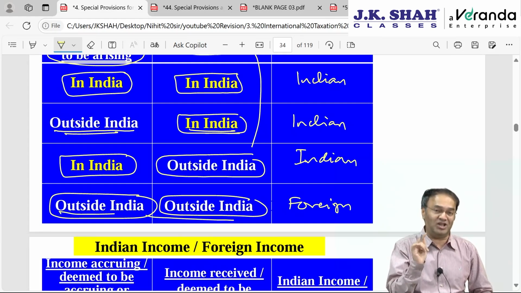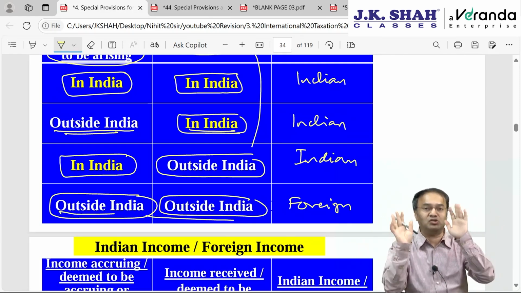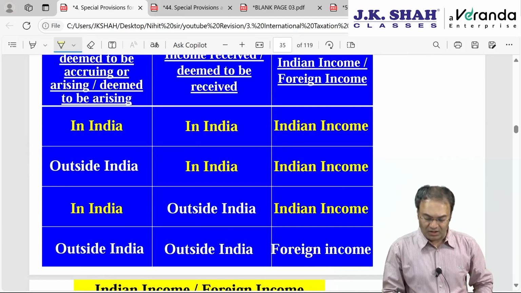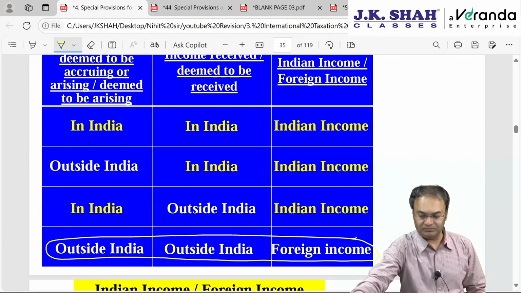Which two things? Place of accrual, including deemed place of accrual, or place of receipt, including deemed place of receipt. Accrual, receipt, both the places should be outside India, then it will be foreign income. Right? The only one possibility of income becoming foreign income is this.